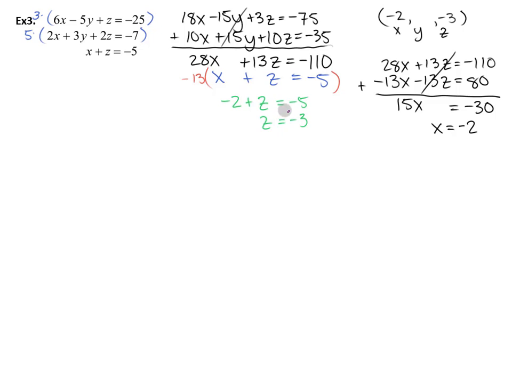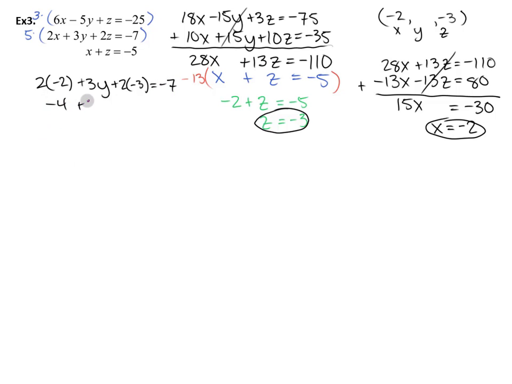Now to find our answer for y, we need to plug back into one of the two equations with y, either the top equation or the one in the middle. I kind of like the smaller numbers of the one in the middle, so I'm going to use the middle equation here. 2 times x, which is negative 2, plus 3 times y, which we don't know yet, plus 2 times z, which is negative 3, should equal negative 7.